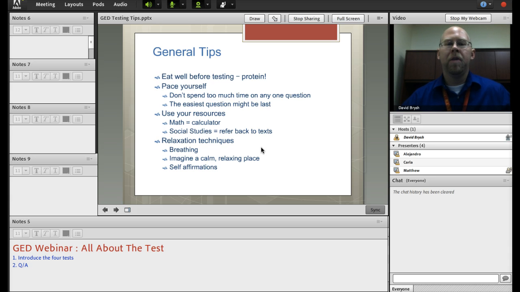So make sure you sleep well the night before, and then make sure when you get up in the morning before you test that you have protein. The reason why you want protein is because that is the longest lasting kind of energy thing.